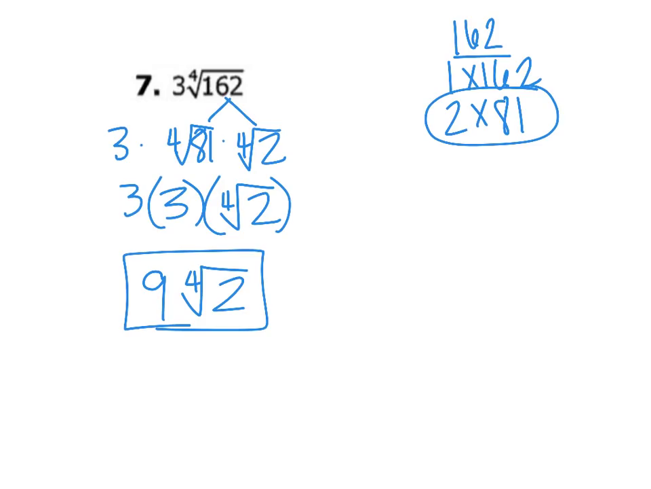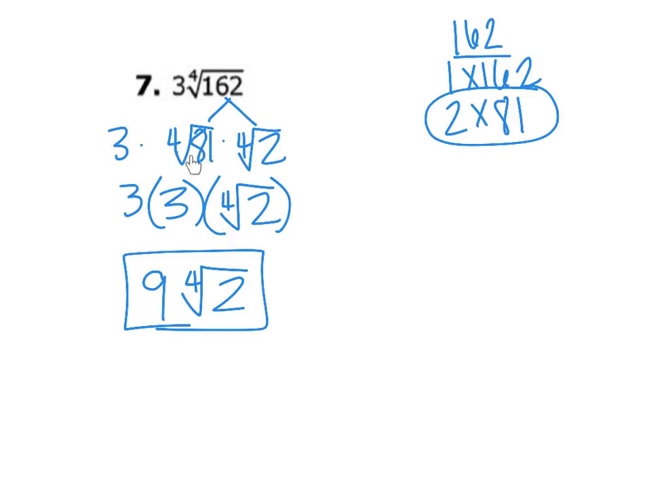All right, so for number 7, first thing we wanted to do was look for factors of 162 that are perfect fourths. So start by listing out all your factors of 162. 1 times 162, neither are perfect fourths. 2 times 81. 81 is a perfect fourth. 3 to the 4th power gives you 81. So break this down to the 4th root of 81 times the 4th root of 2.